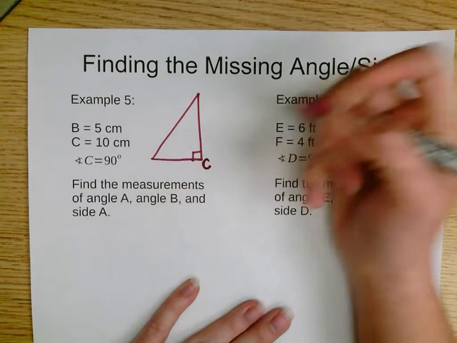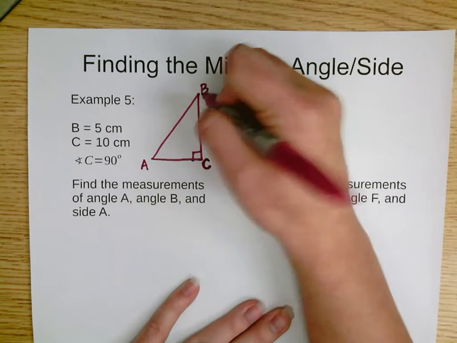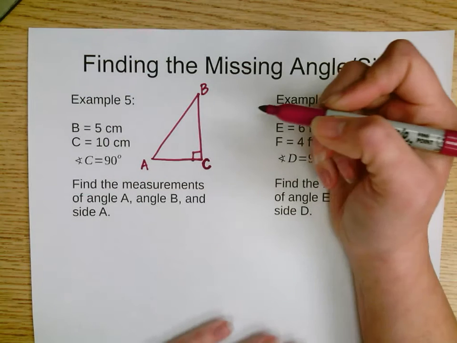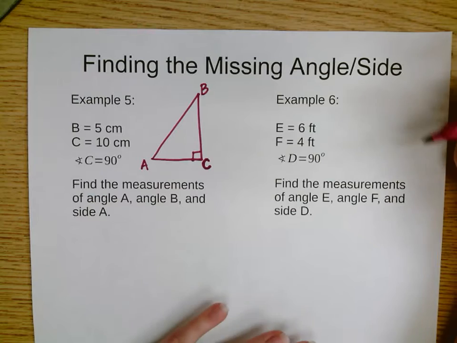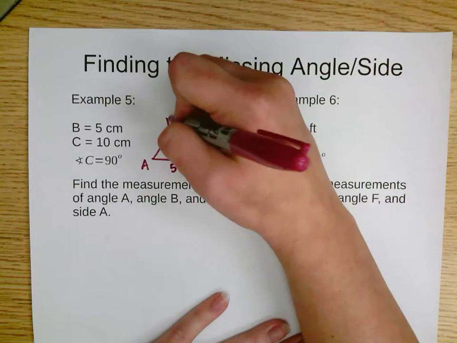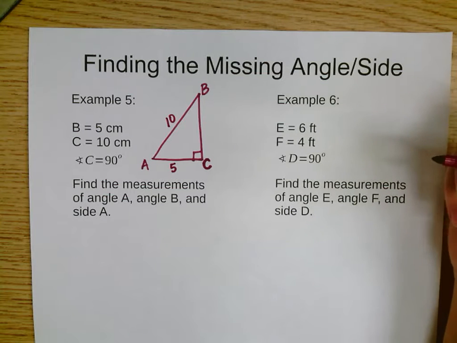Now the other two letters don't really matter. I'm going to do an A here and a B here, and I know it's A from here, and I know it's B from here, so I know what letters I'm using. Over here we're using different letters, but I do need to label the side measurements. So this is 5, this is 10, and what I need to do is figure out the angles and the missing side.